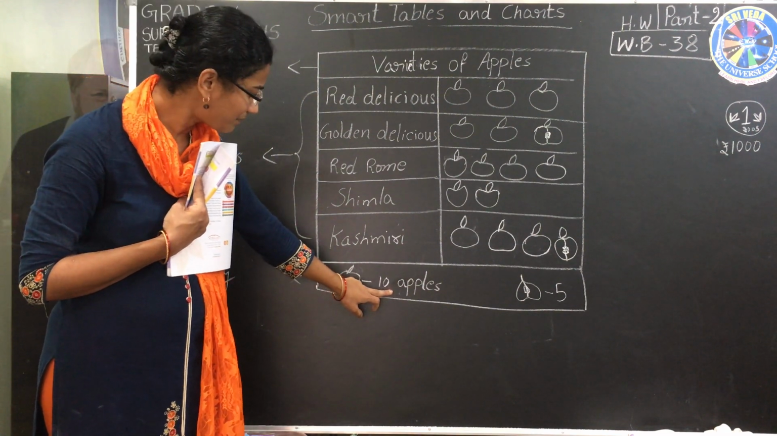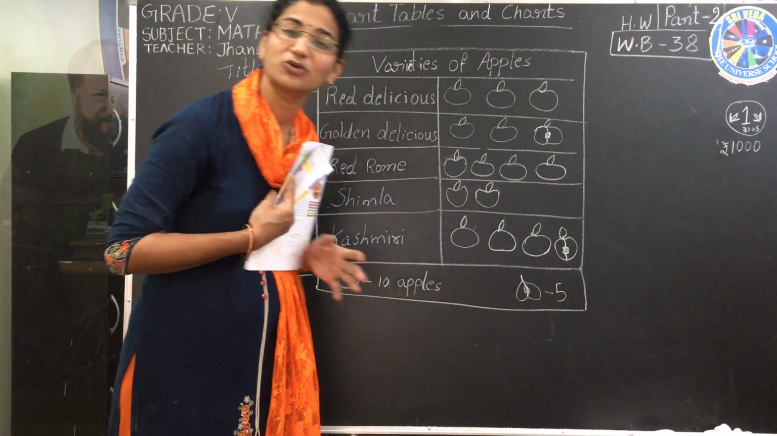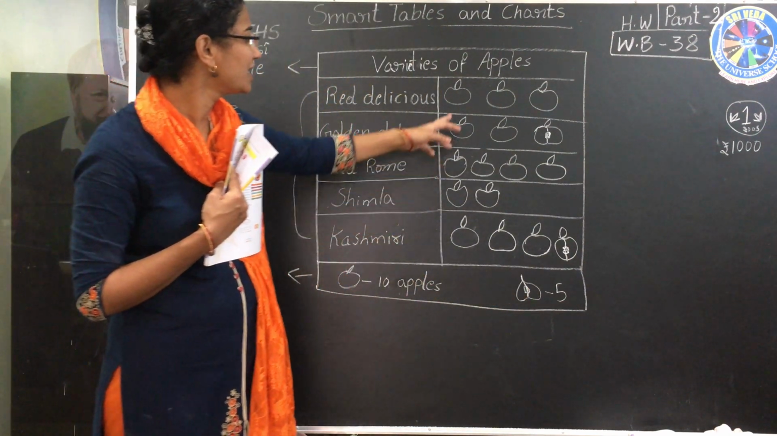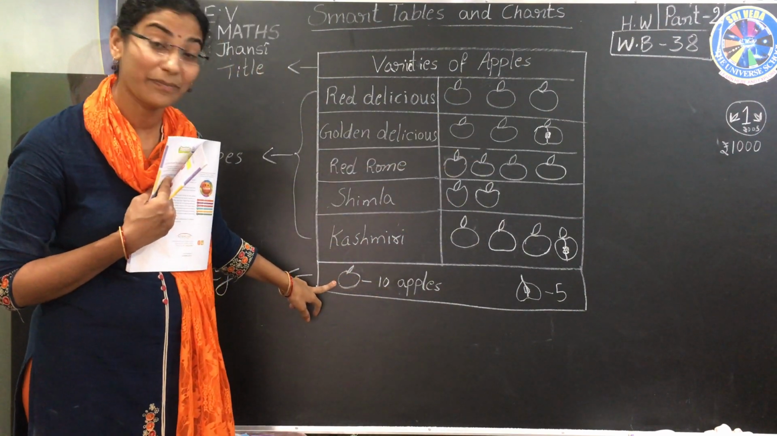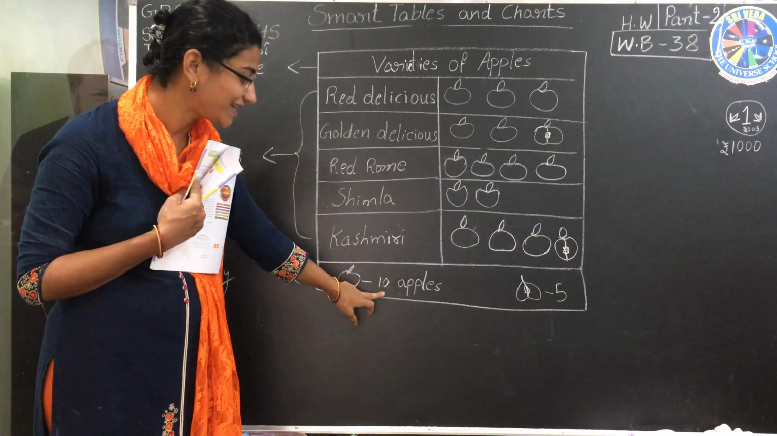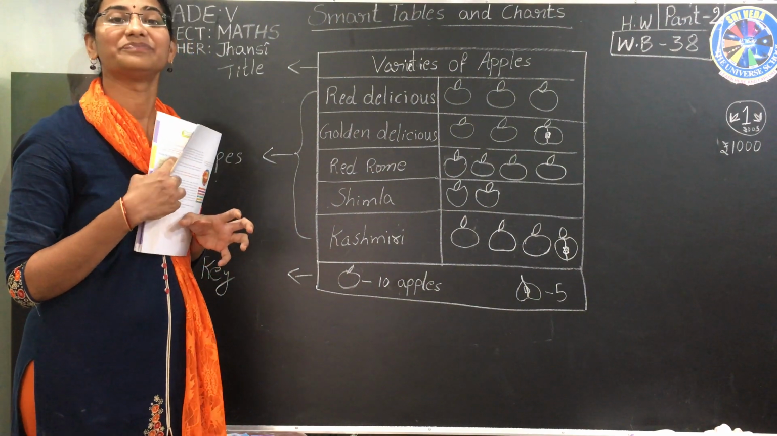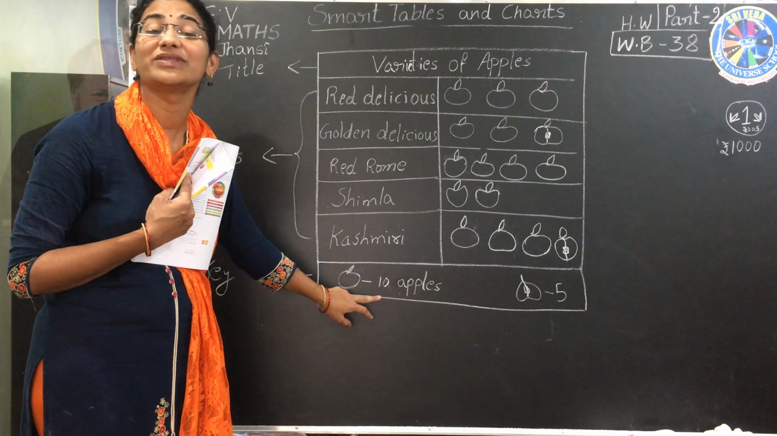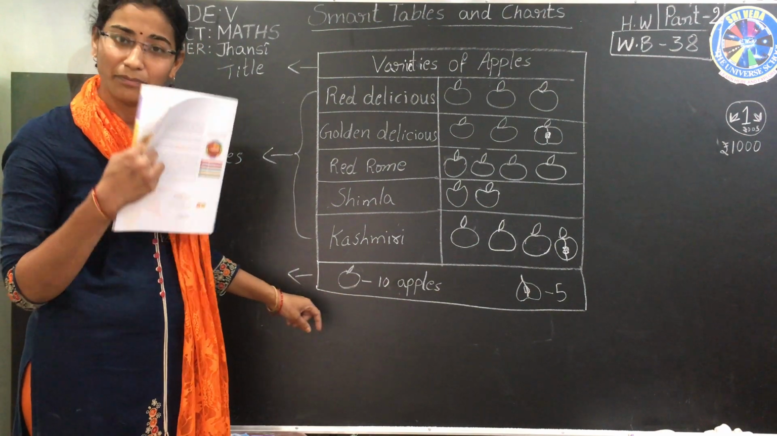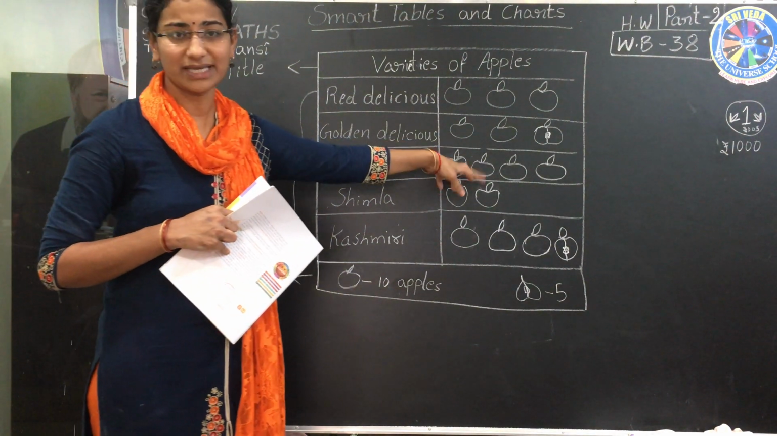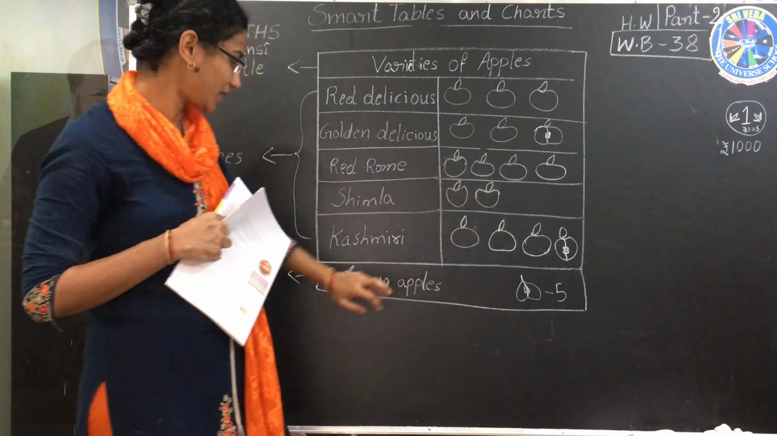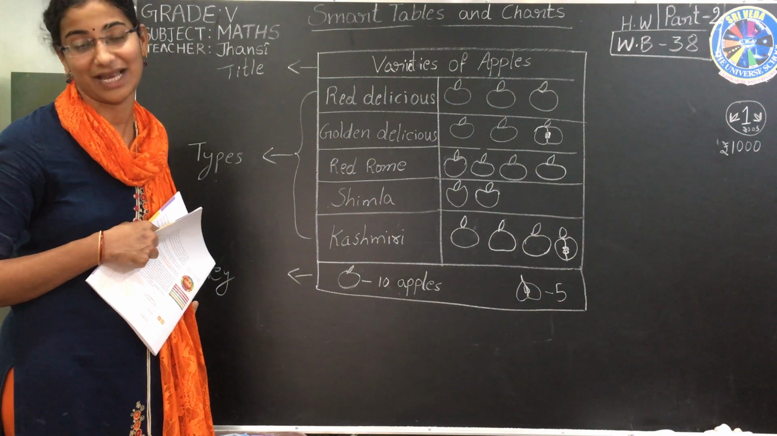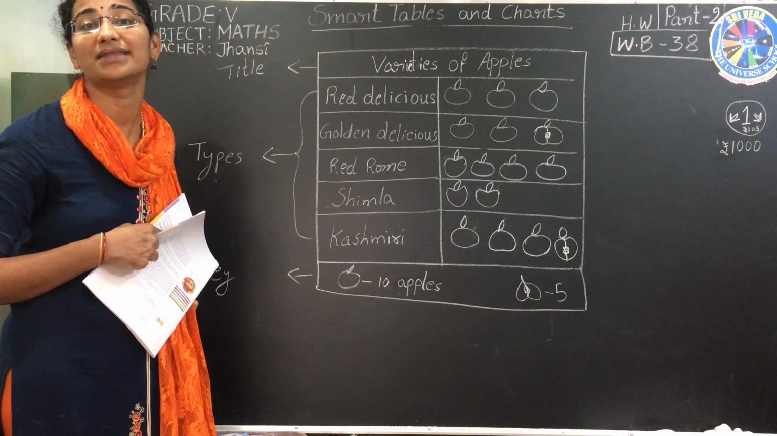One apple picture means 10 apples, and half means 5. So they have given a key for us. The key says that each apple picture is equal to 10 apples. They are mentioning it here. So this is the key. By using this key only, we solve the questions. That's why I have written here how to make the pictorial representation. We have to remember these.